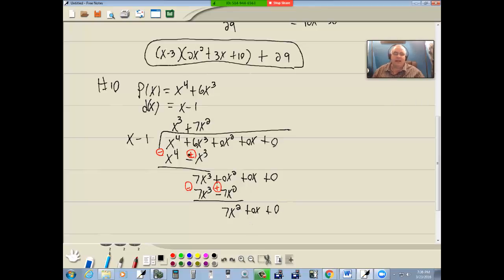Notice as I was going down, the x to the fourths line up, the x to the thirds all line up, the x squareds line up, the x's line up, and the no x's line up. That's what the 0 placeholders accomplish, and putting it in standard form.